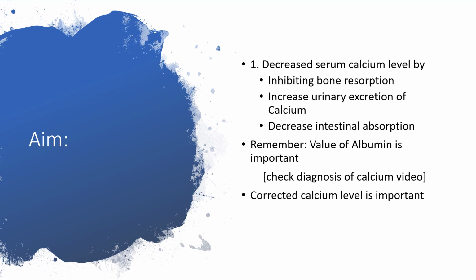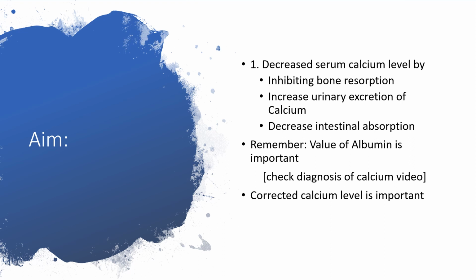Why do we have to treat? The aim is to decrease serum calcium level by inhibiting bone resorption, increasing urinary excretion of calcium, and decreasing intestinal absorption. Remember, we cannot treat without the value of albumin as well. So, the value of albumin is very, very important. You can check my channel for the diagnosis of calcium already published.